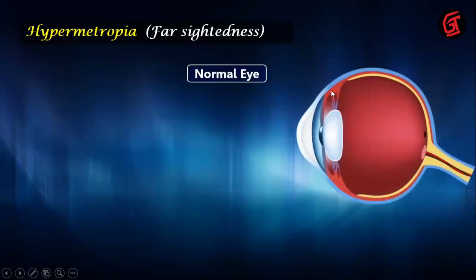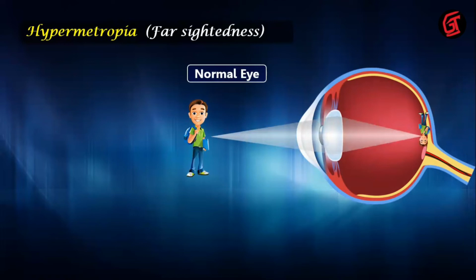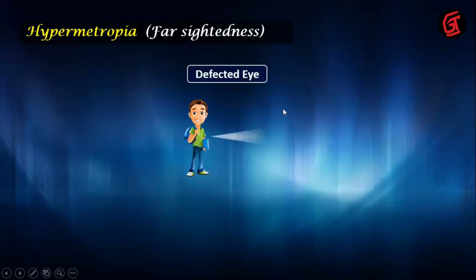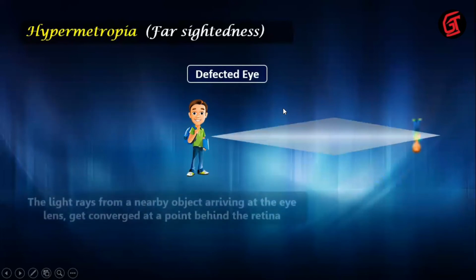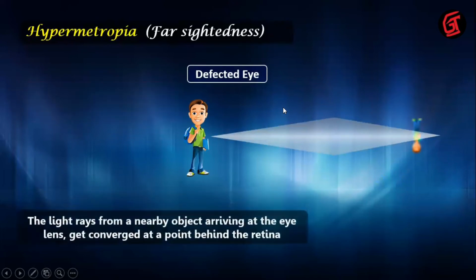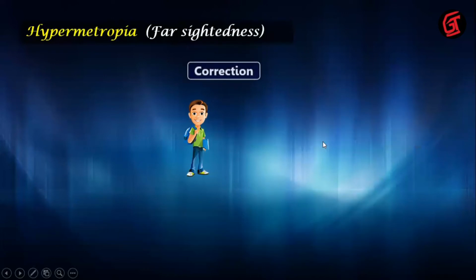hypermetropia, फार साइटेडनेस. अभी हाइपरमेट्रोपिया में क्या होता है? This is your normal eye. नॉर्मल आई में क्या होता है, बराबर रेटिना पे इमेज आता है, then we can see everything clearly. But a defected eye, what happens? Light rays from a nearby object arriving at the eye get converged at a point behind. So retina के पीछे अगर कौन सा ये आया, ओके.